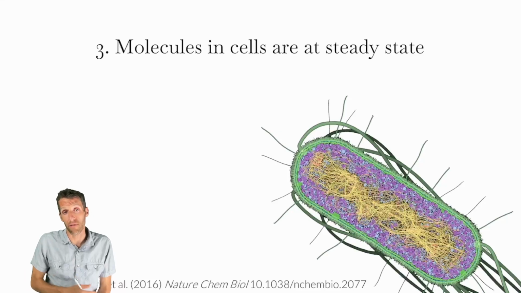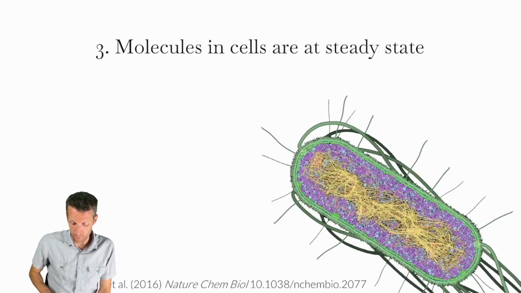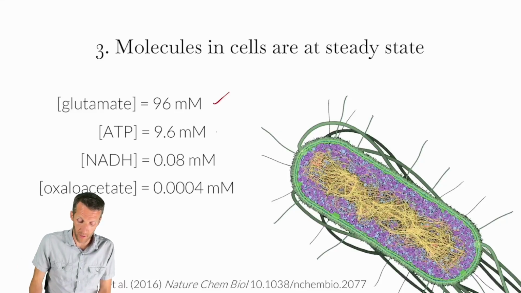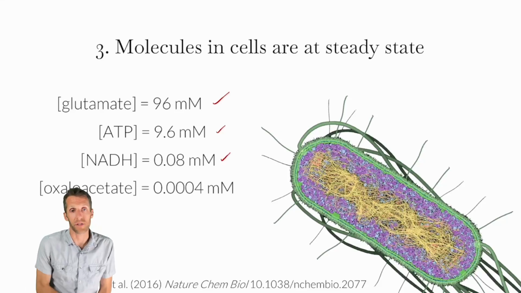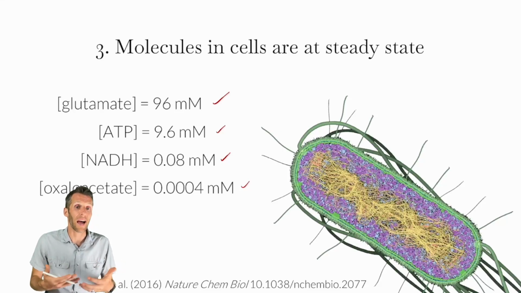One thing that follows interestingly from this is that molecules in cells are generally at steady state. And so what that means is if I crack open a bacterium, or this group, in this paper here, they actually cracked open bacteria and measured, what are the concentrations of a bunch of metabolites? It's meaningful to say something like, the concentration of glutamate in bacterial cells that are growing at log phase growth is 96 millimolar glucose, 9.6 millimolar ATP, 0.08 molar NADH, and 0.0004 millimolar oxaloacetate. Those concentrations aren't changing very much because the concentrations of the material in this cell are at steady state.